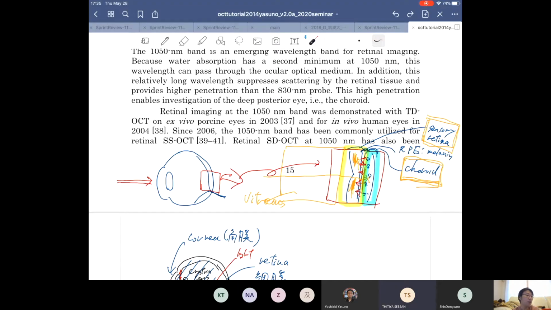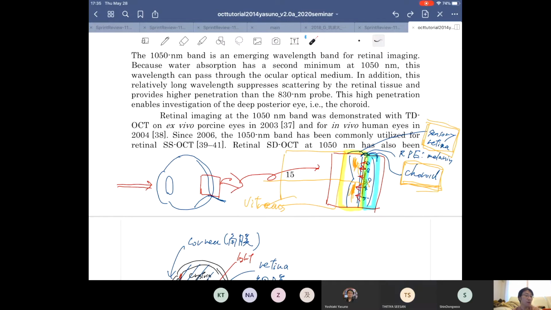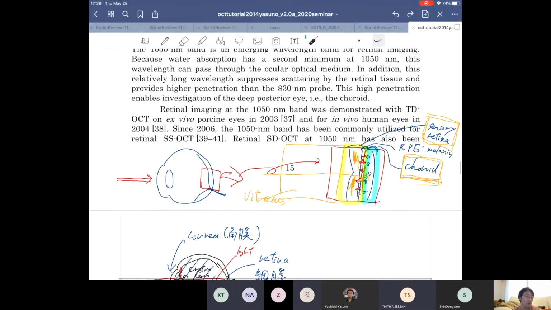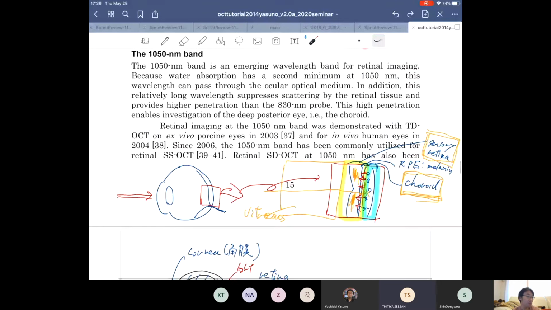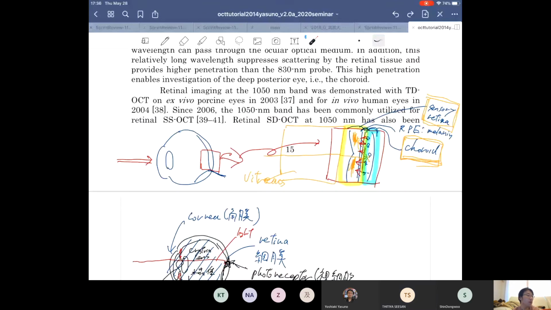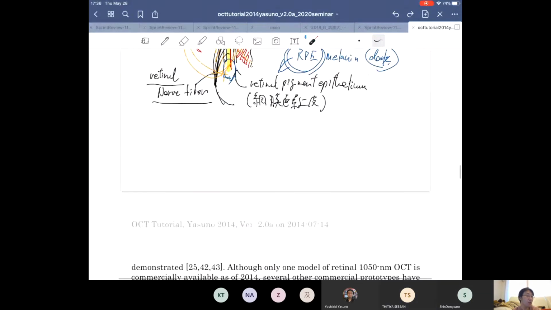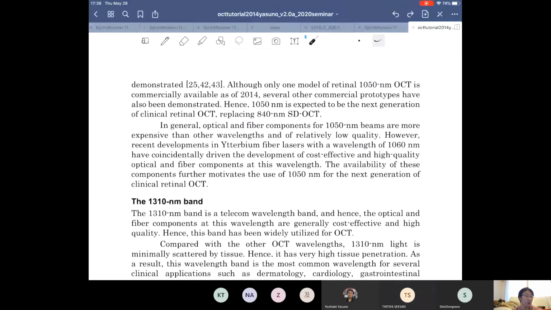So the 1050 nanometer was maybe around 2003 that people started to think of using 1050 nanometer as an alternative to 830. Got it? So far, is it okay for you? Yes. Okay. So then, what was the problem of the 1050 nanometer? It is mainly the availability of the components.